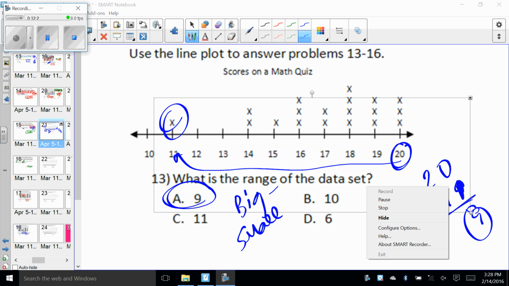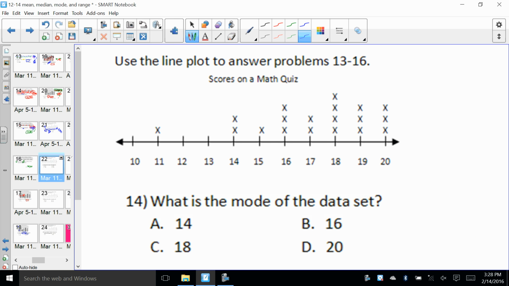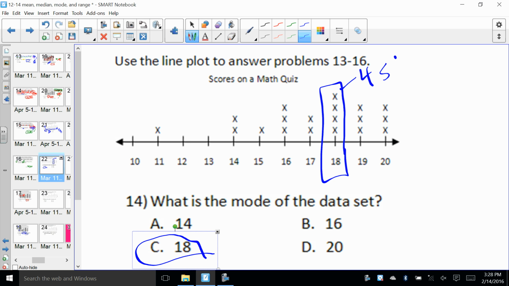Okay, we're about at the 12-minute mark. Keep going though. Here we go. What is the mode? Mode is the number that occurs the most often. So which one has the most number of X's? If we look at the longest graph, we would say that 18 is the mode. It has the most number of data points there. We're talking about scores on a math quiz. It looks like we have 4 students that scored an 18 on that math quiz because each one of those X's represents a student. So we have 4 students.